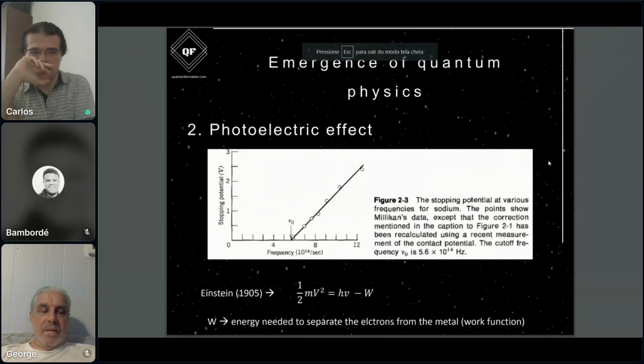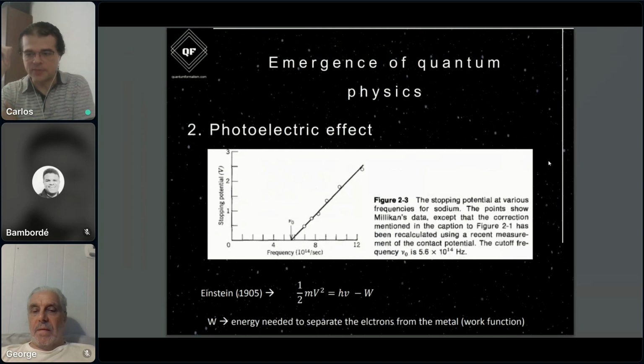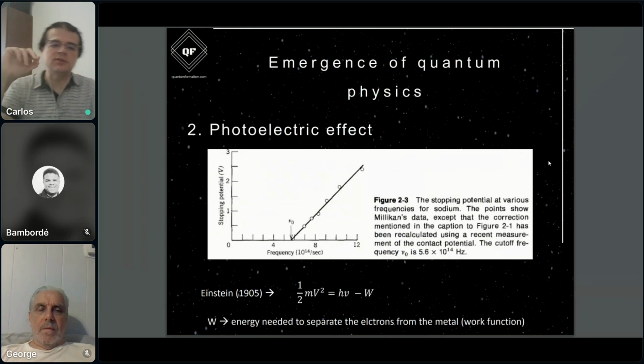So let's keep going. So far we had the idea from Planck that energy should be quantized to explain the black body radiation. And now we have Einstein, who generalized his ideas to tell us that not only inside the cavity should energy be quantized. It should be quantized in general, not only inside a cavity.